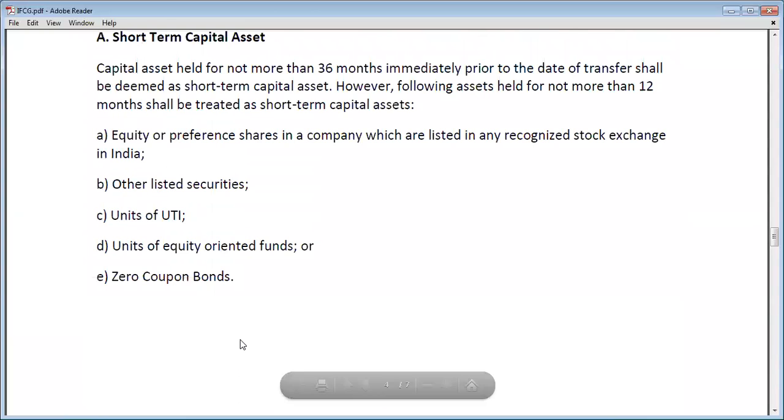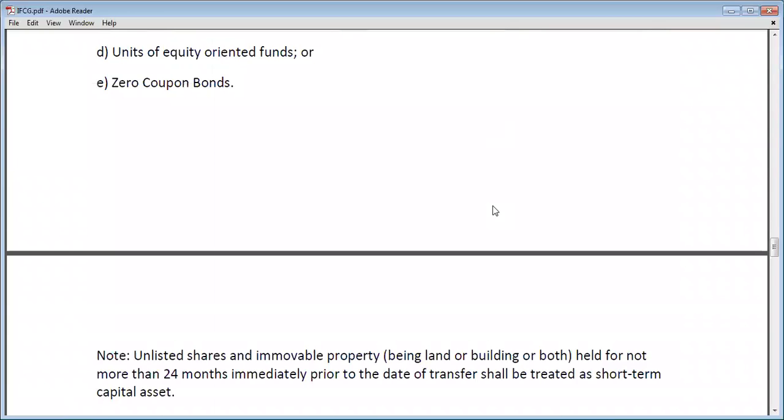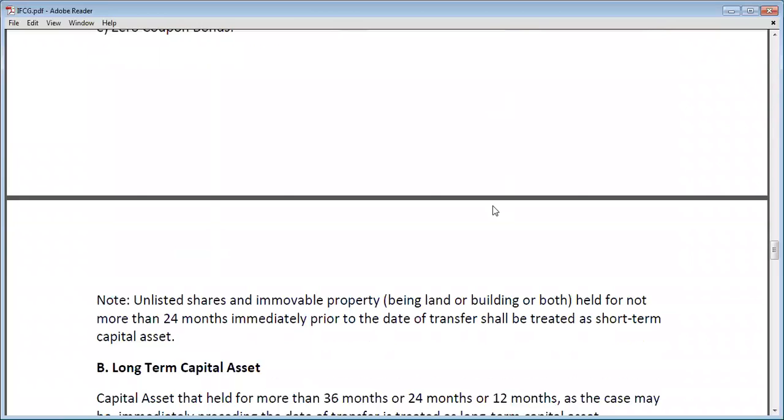When there are listed shares or any other listed securities, any units of UTI, any mutual funds, any zero coupon bonds, in addition to these assets, the holding period must be 12 months. And in the case of unlisted shares and immovable property, the holding period must be 24 months.